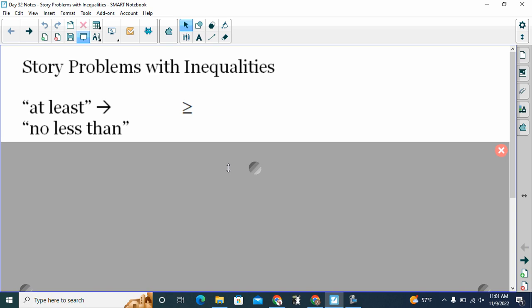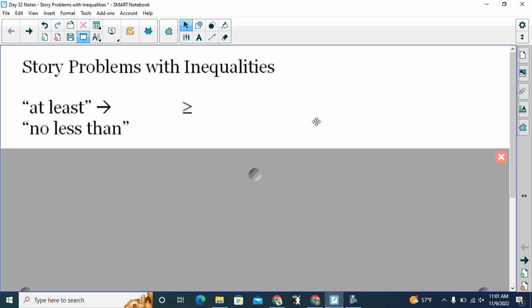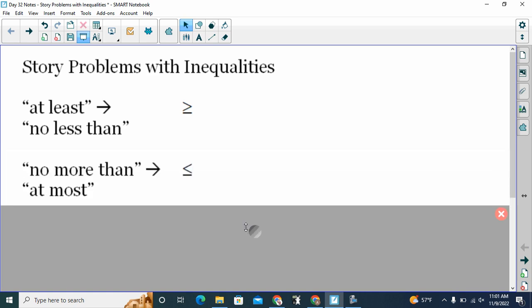helpful to know that if we are given either the phrase at least or no less than, we are going to have a greater than or equal to symbol. So at least means that whatever we're trying to find needs to be bigger than, or it could be equal to, whatever the number is. Or if it says no less than 50, whatever we're looking for needs to be greater than or could be equal to 50. In the same way, if it says at most or no more than, we will have a less than or equal to symbol.